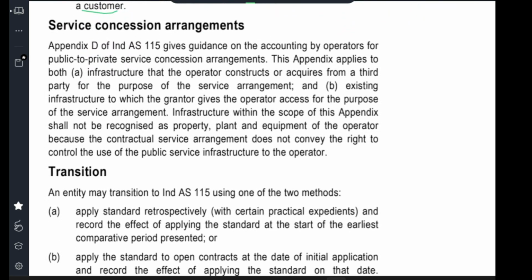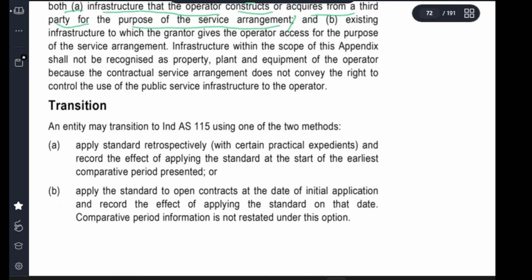Service concession arrangement. Appendix D of Ind AS 115 gives guidance on accounting for public-to-private service concession arrangements. So what is this? The appendix applies to both infrastructure that the operator constructs or acquires from a third party for the purpose of the service arrangement, and existing infrastructure to which the grantor gives the operator access for the purpose of the service arrangement.